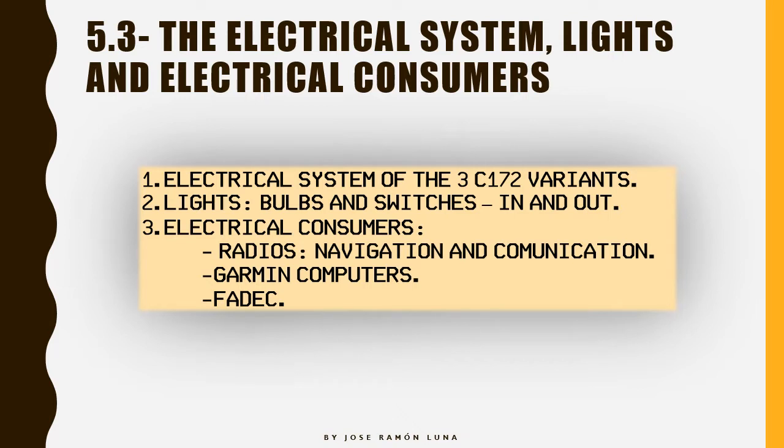The last part is going to be dedicated to the electrical consumers. And we'll be paying attention today to the use of radios for navigating and also communicating. The computers that compose the Garmin 1000, because as you know from previous sections, there are two big screens, but there is a lot behind that. And the FADEC, the Full Authority Digital Engine Controller. Basically, it's a new thing that has been coming up the last years in small aircraft, and basically controls the engine. We'll see about that. And it's maybe a concept that is new for some of you. Anyway, we're gonna get started.